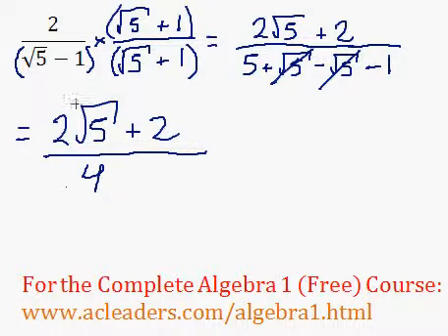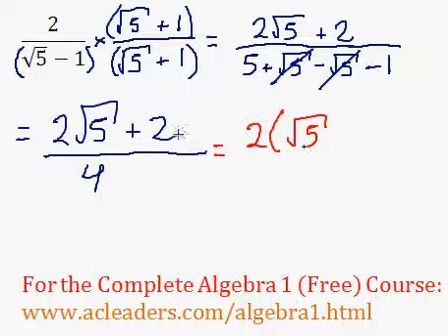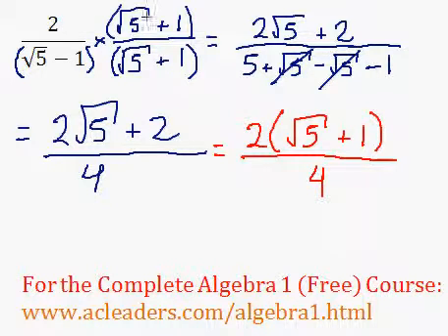Okay, now we're almost done. The only thing that we can actually do at this point is cancel out the 2's and the 4. And how do we do that? The safest way to do it, to ensure that we don't make any mistakes, is to factor out the 2 from the top here. So 2 root 5 divided by 2 is just root 5. 2 divided by 2 is just 1, all over 4.